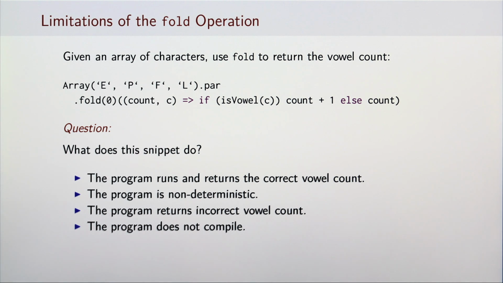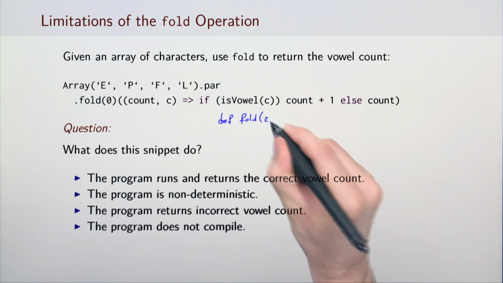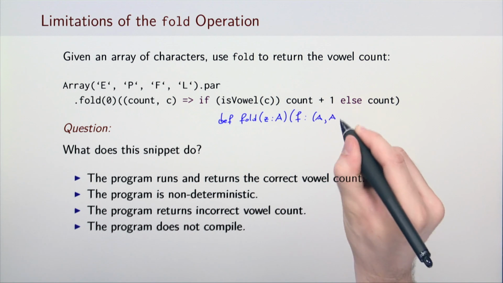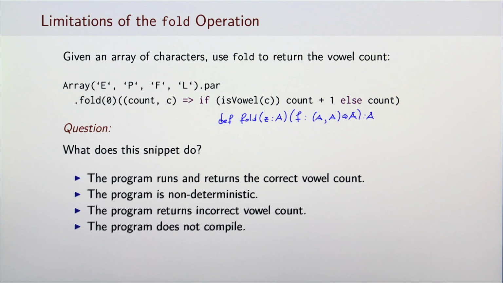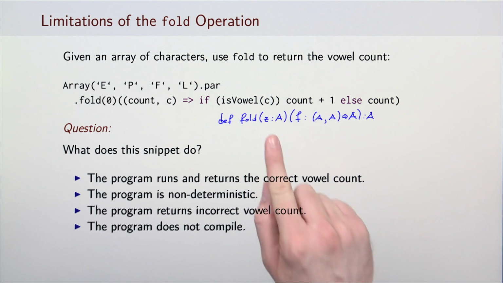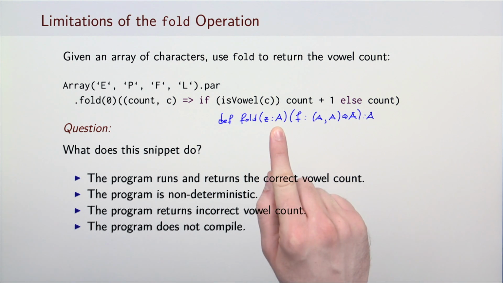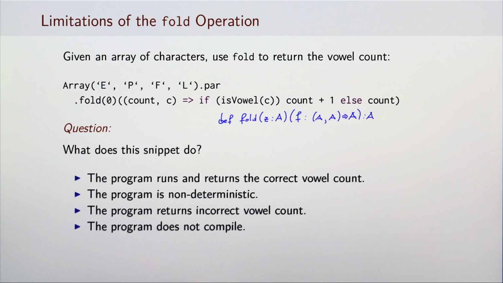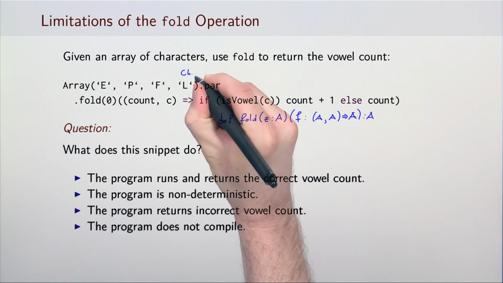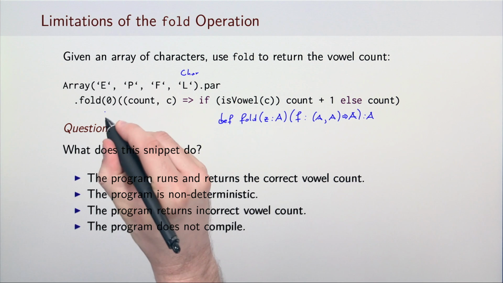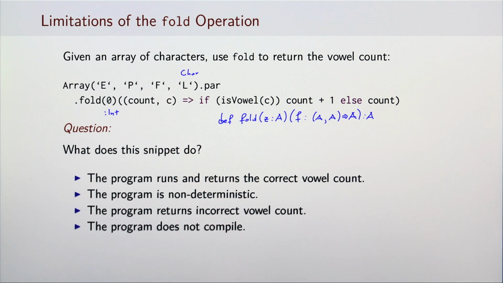The correct answer is that this program doesn't even compile. How do we know this? The signature of the fold operation says that the accumulation type must be the same as the type of the elements in the collection. That means that this neutral element has to have the same type as the elements in the collection. Elements in the collection have type character, whereas the neutral element that we chose has the type int. Obviously, the program will not compile. So if you chose this option, you were correct.